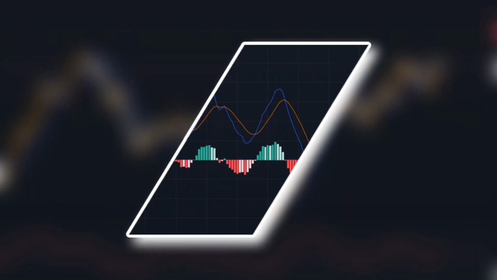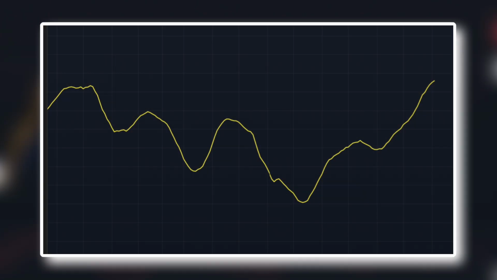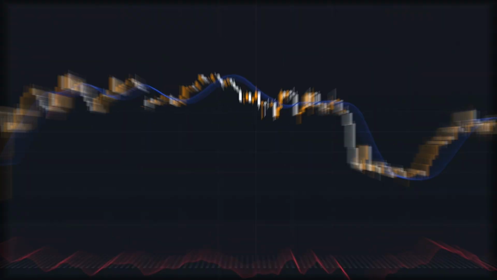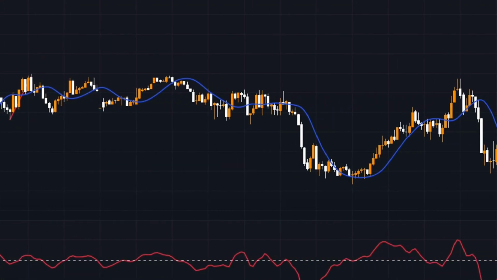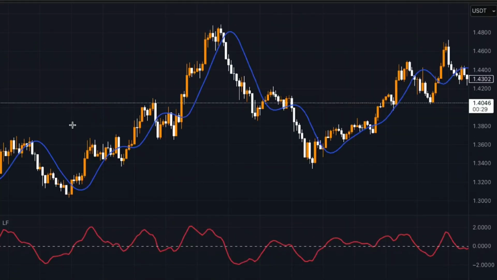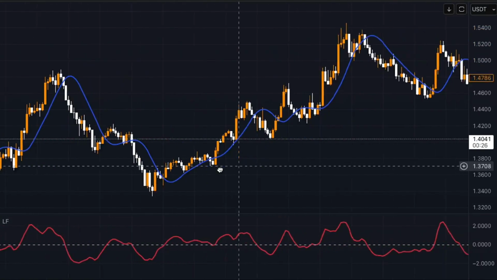It's not RSI, it's not MACD, and definitely not one of those noisy moving average crossovers. But it's one of the smoothest, cleanest reversal indicators we have tested. Let's see how it works first, and then reveal what it is.